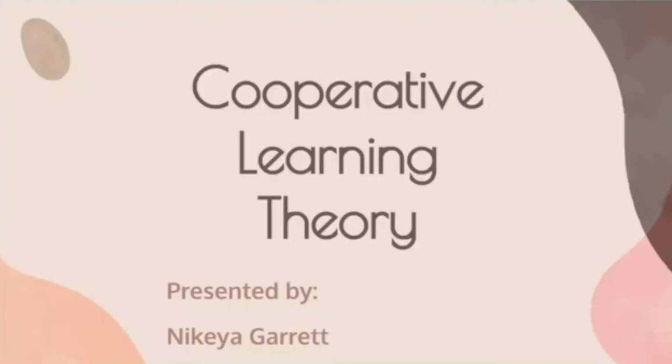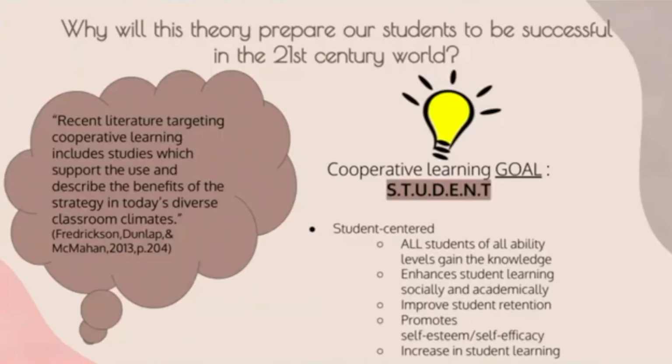The second learning theory that was embedded in the 21st century is the cooperative learning theory. Why will this theory prepare our students to be successful in the 21st century world? With the 21st century world challenging us, we have to be able to work together and collaborate with one another, and cooperative learning theory instills the necessary learning skills to help be sufficient in doing so.